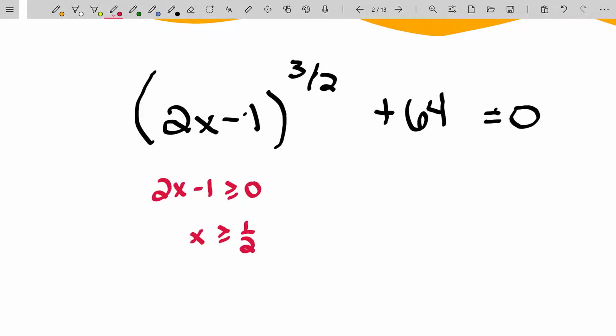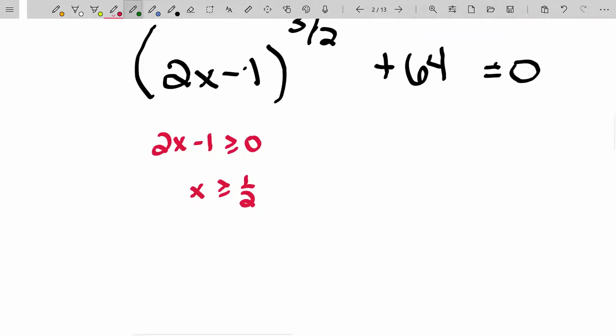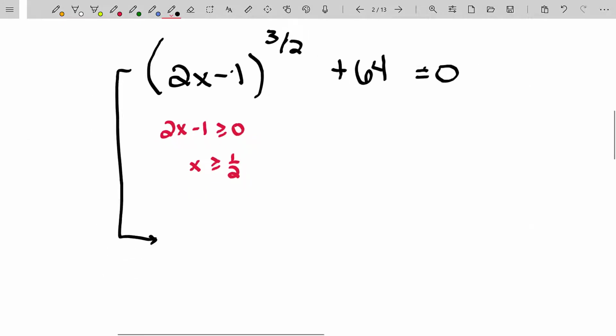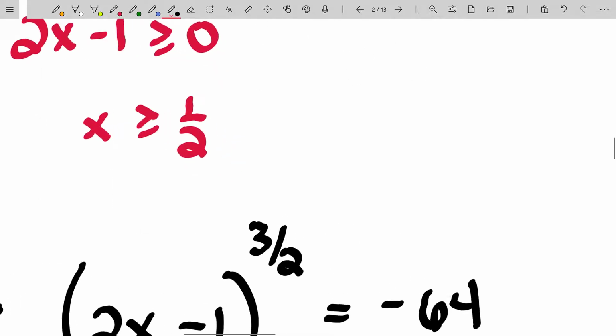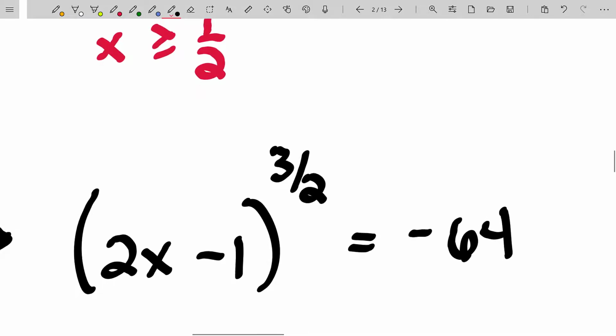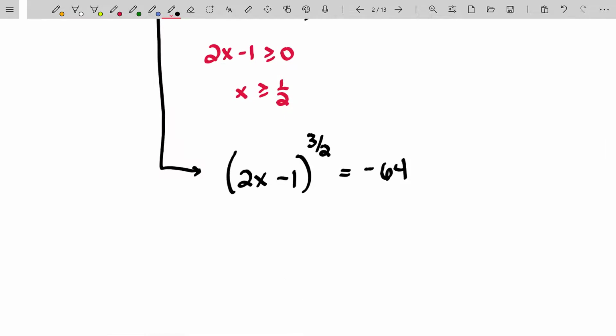But then when I would start solving this for x, the first thing you do is start isolating the expression involving x. So I'm going to go ahead and start isolating that. That's 2x minus 1 to the 3/2 power equals a negative 64. And that negative 64 is basically setting off bells in my head. Remember that this exponent means that we're taking the square root of something and then raising it to the 3rd power. The square root always returns non-negative values.